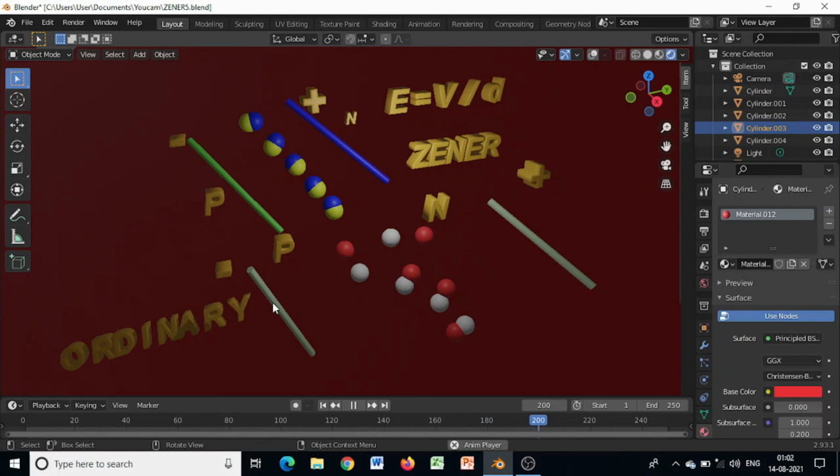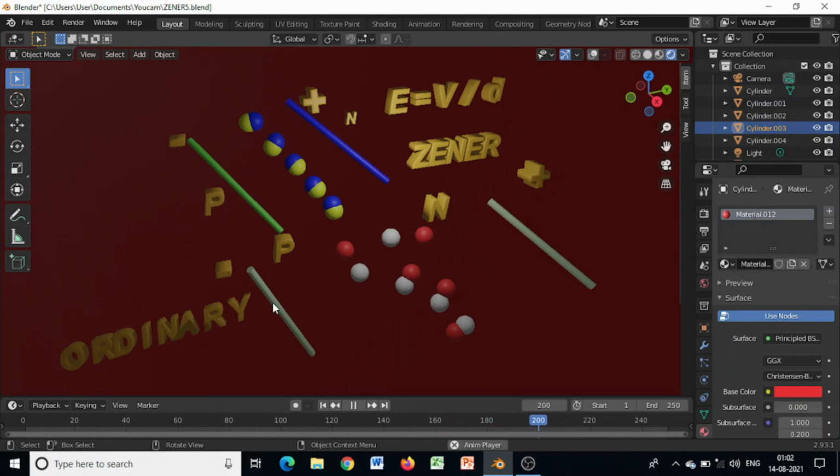Previous one was the unbiased PN junction. Here it is the biased PN junction, with the same battery voltage. This is the positive of the battery, this is the negative of the battery. Negative is connected to the P side of the Zener diode. This is also an ordinary diode connected to the P side. This is connected with the same battery.